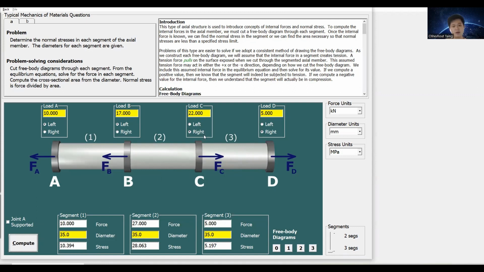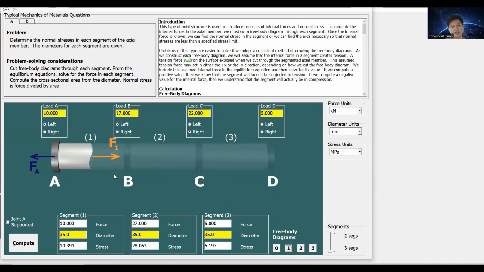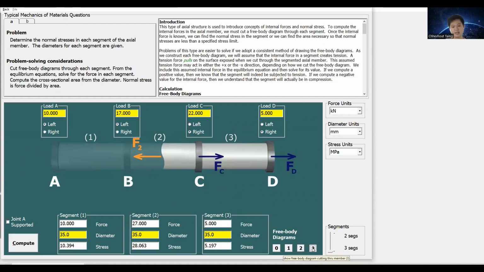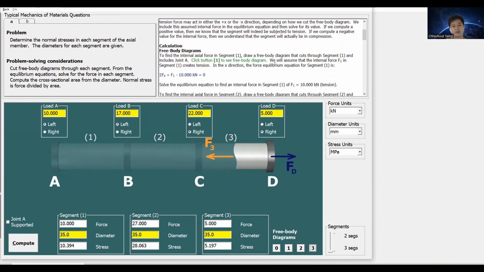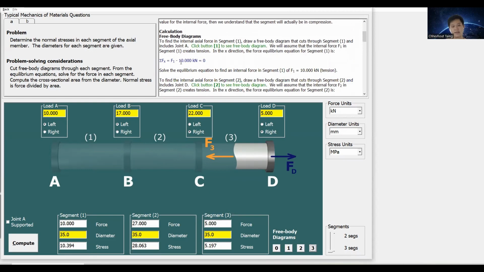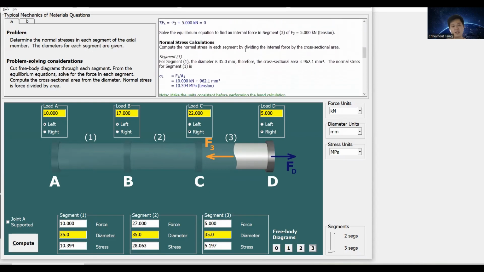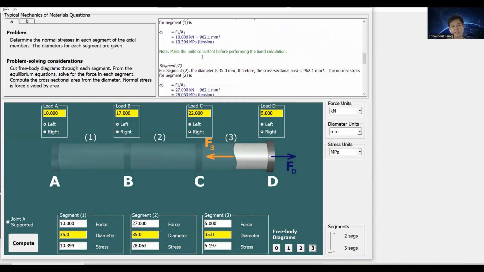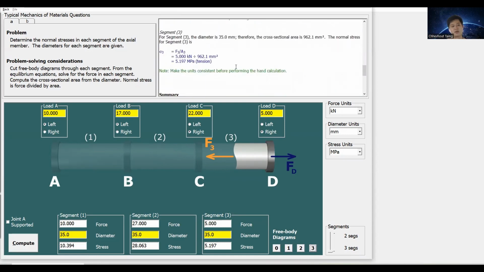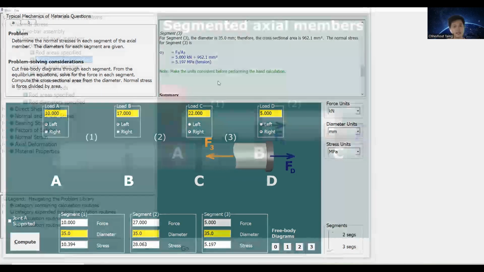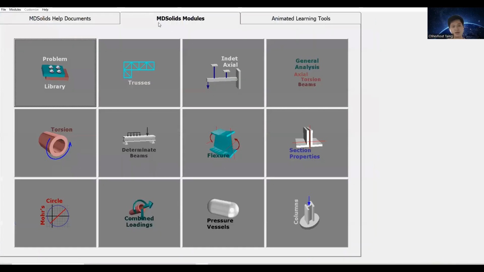Then the program will compute, in this case, the normal stress. So it will compute the normal stress in each section. And I can even look at the free body diagram of the first section, the second section, the third section. Or if I don't know how the program solved it, I can also read it here. Like this is how they find F1, F2, F3, and this is how they find the stress at each section, section 1, section 2, and section 3, and so on. And that is the MDSolid module.